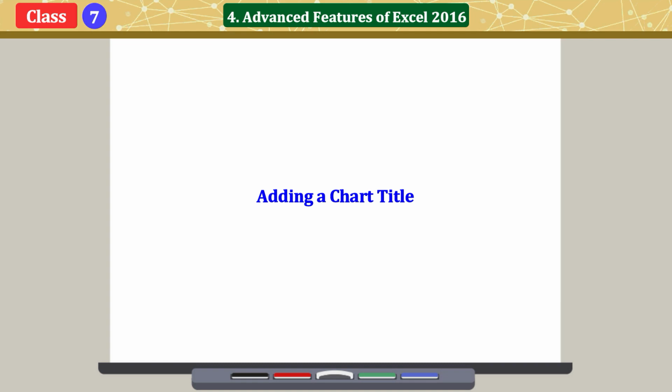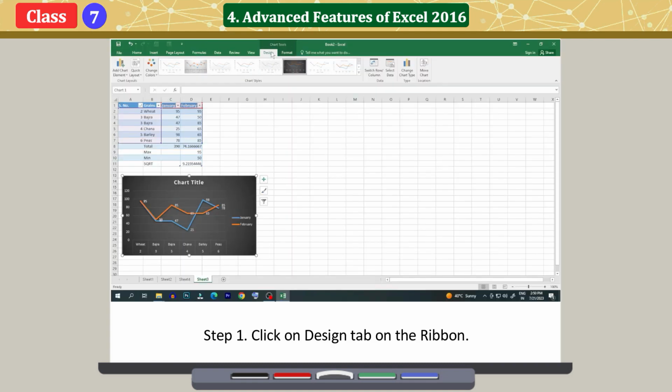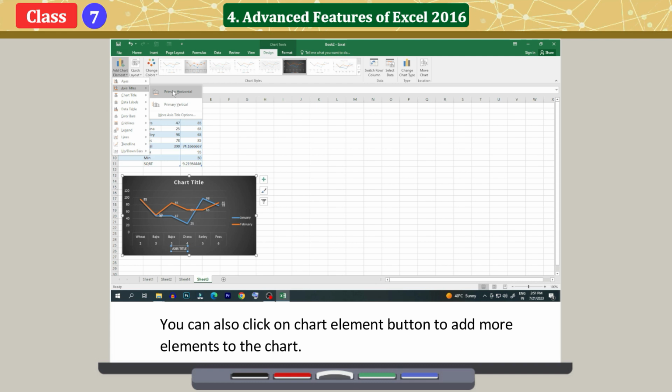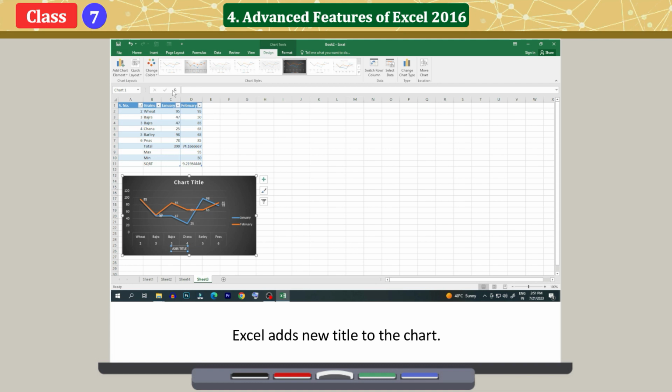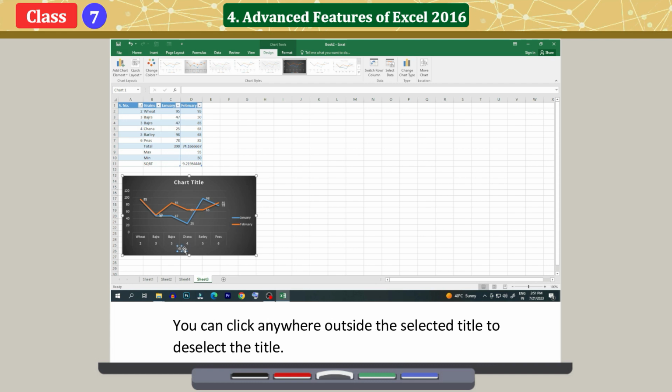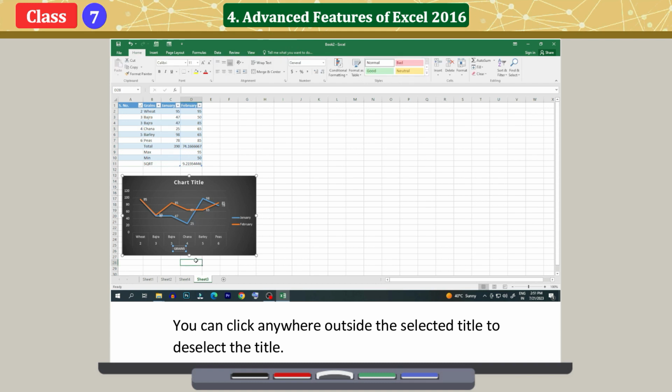Adding a chart title. Click on Design tab on the ribbon. Click on Add Chart Element. Click on Axis Titles. Click on an Axis option. You can also click on Chart Element button to add more elements to the chart. Excel adds a new title to the chart. You can replace the placeholder text with your own title text. You can click anywhere outside the selected title to deselect the title.